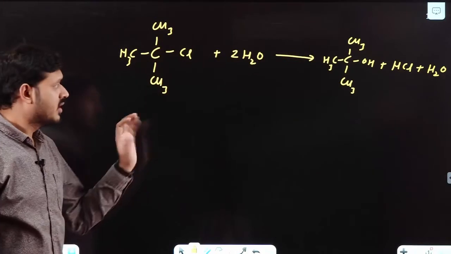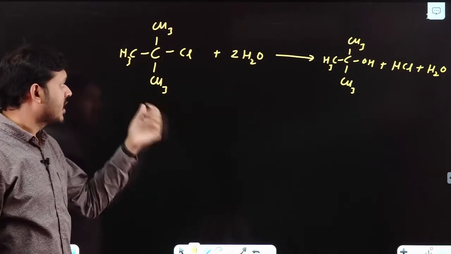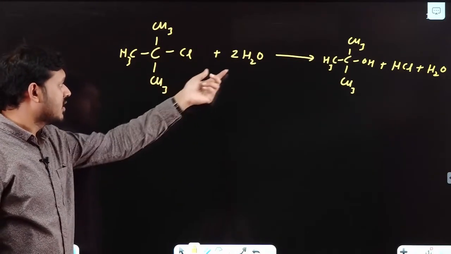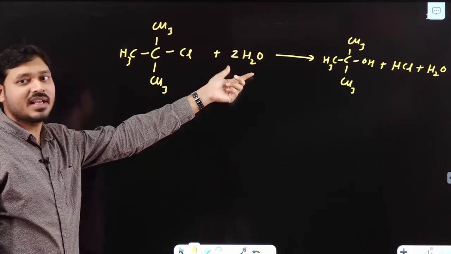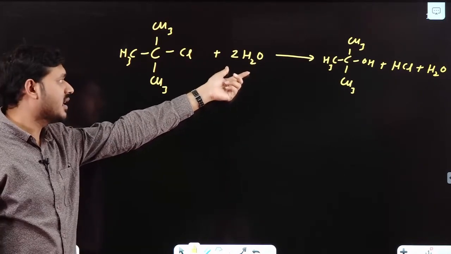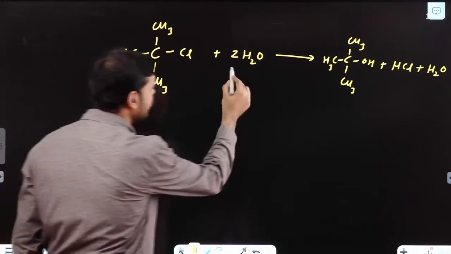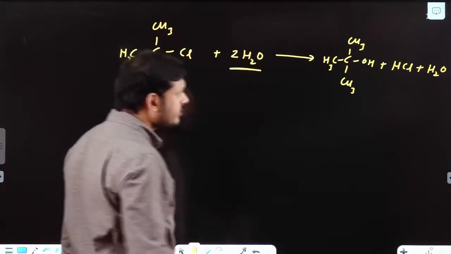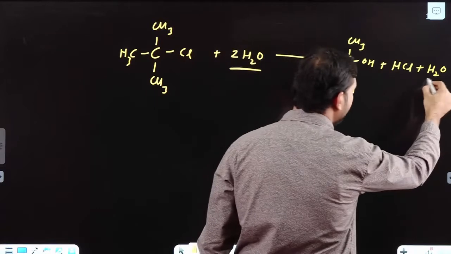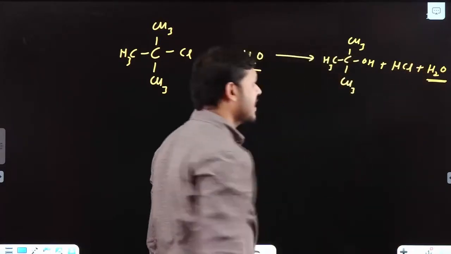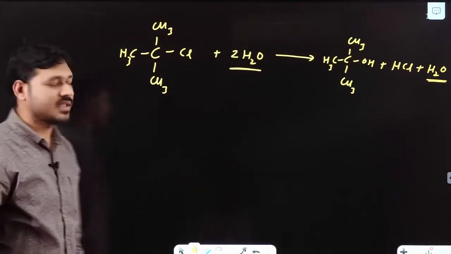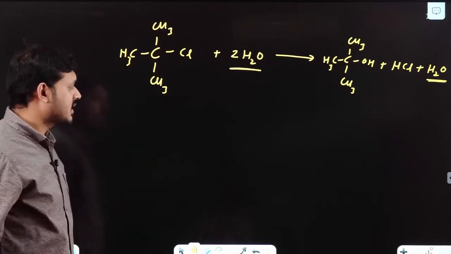See, simply if I say here, then what happens? This water is acting as a solvent as well as a reactant, as a nucleophile, and the reaction occurs. Here I have used 2 moles of H2O, and at the end it is H2O and HCl, that is nothing but H3O plus. So let us discuss it in detail.